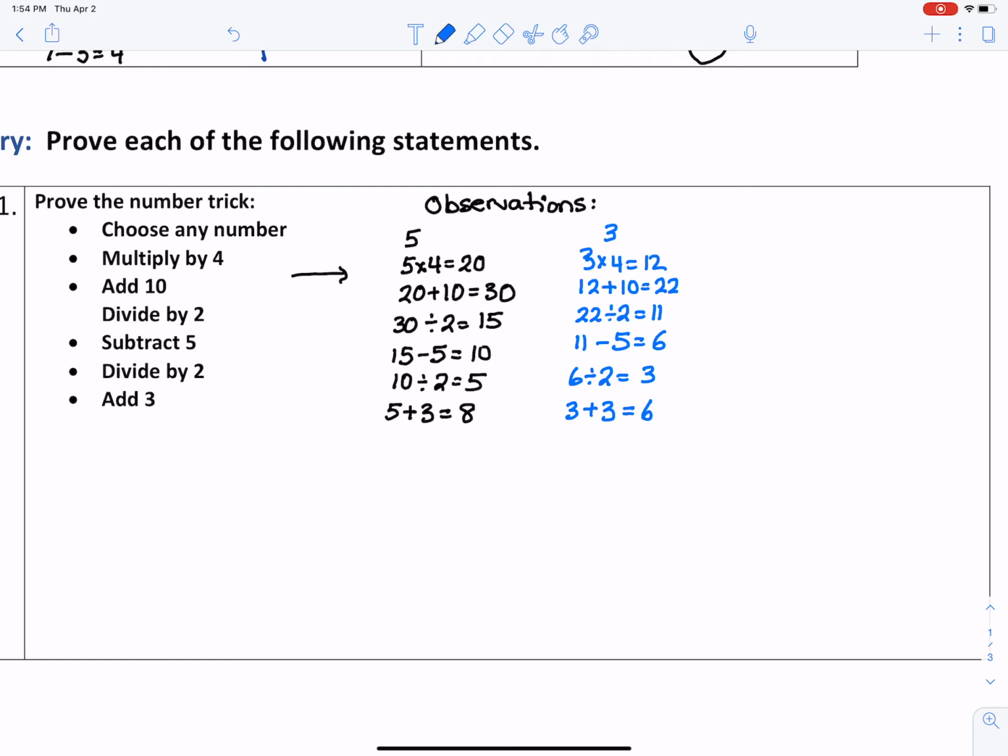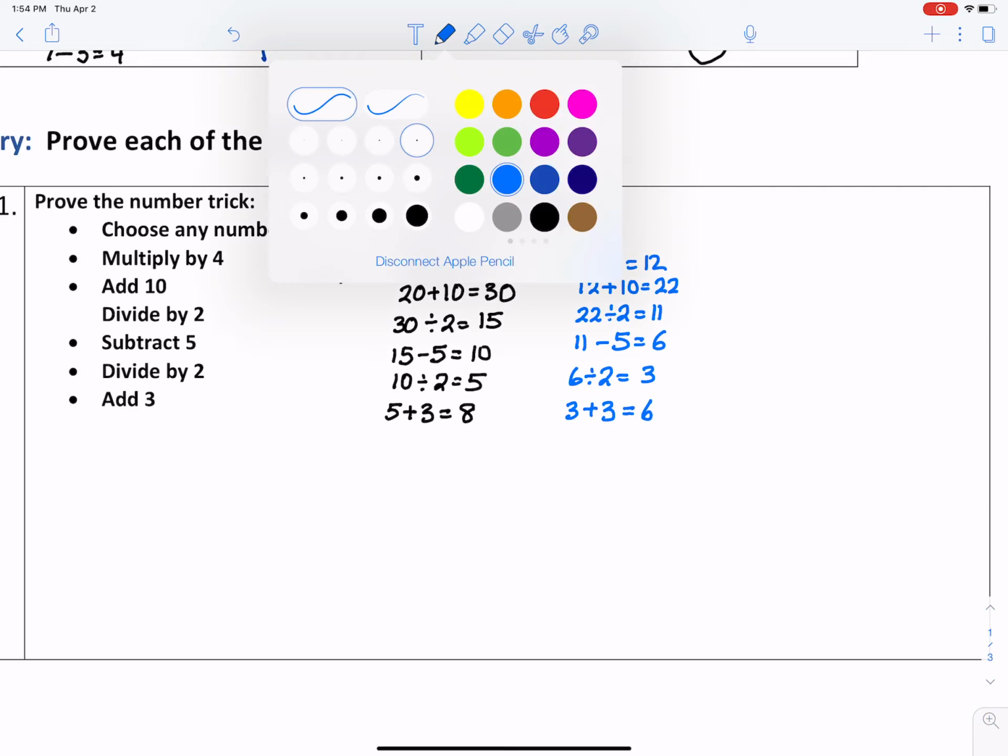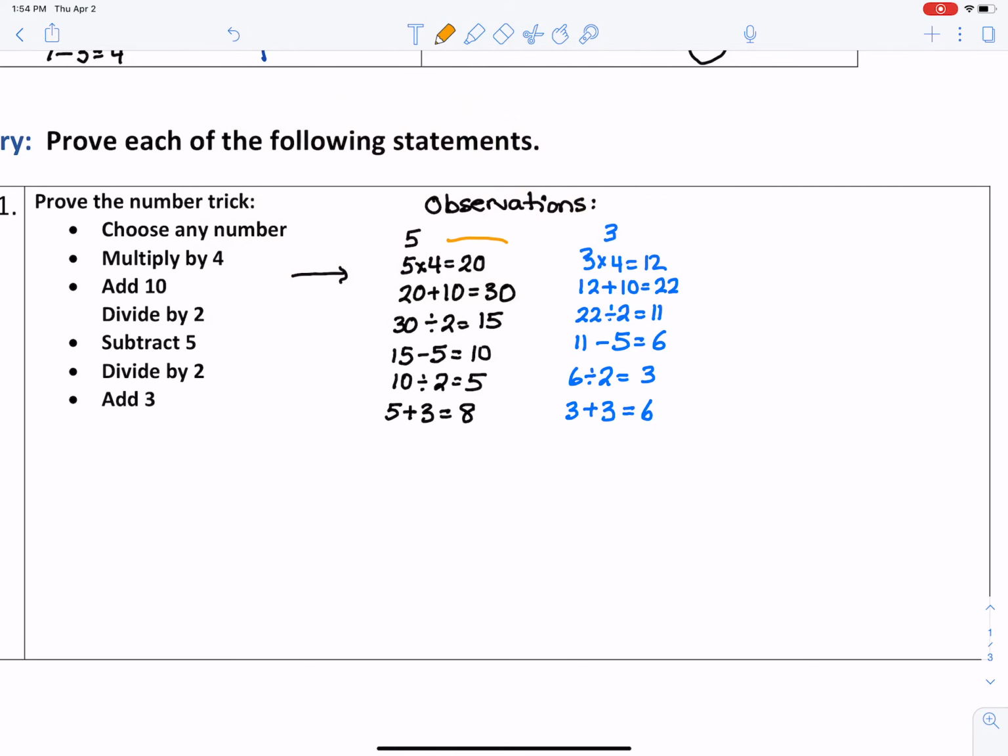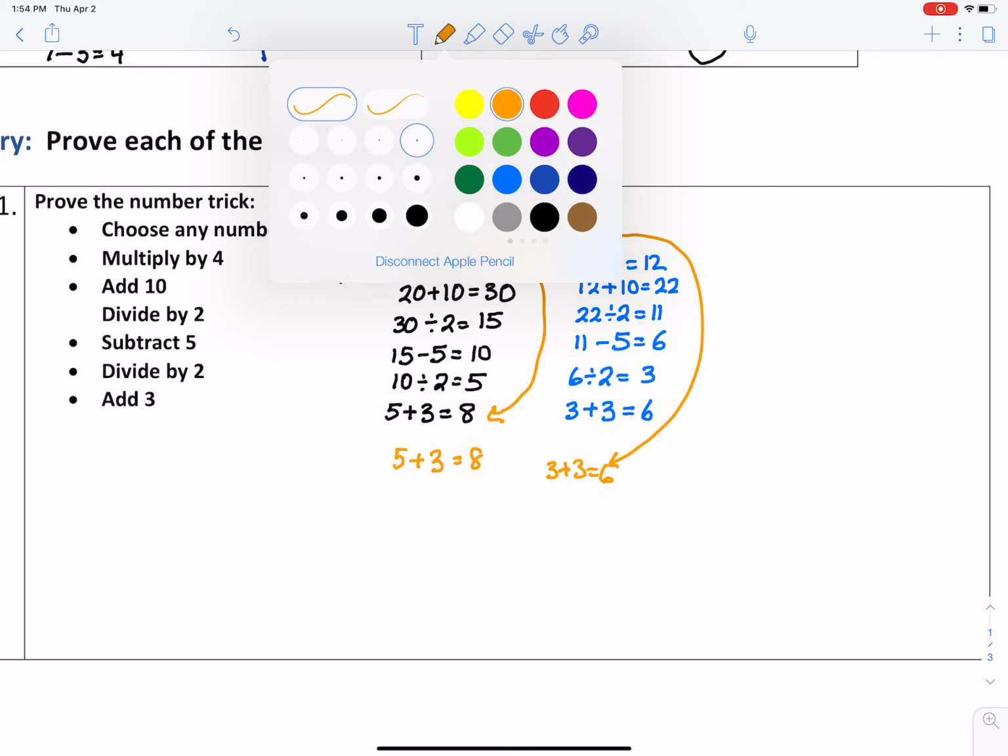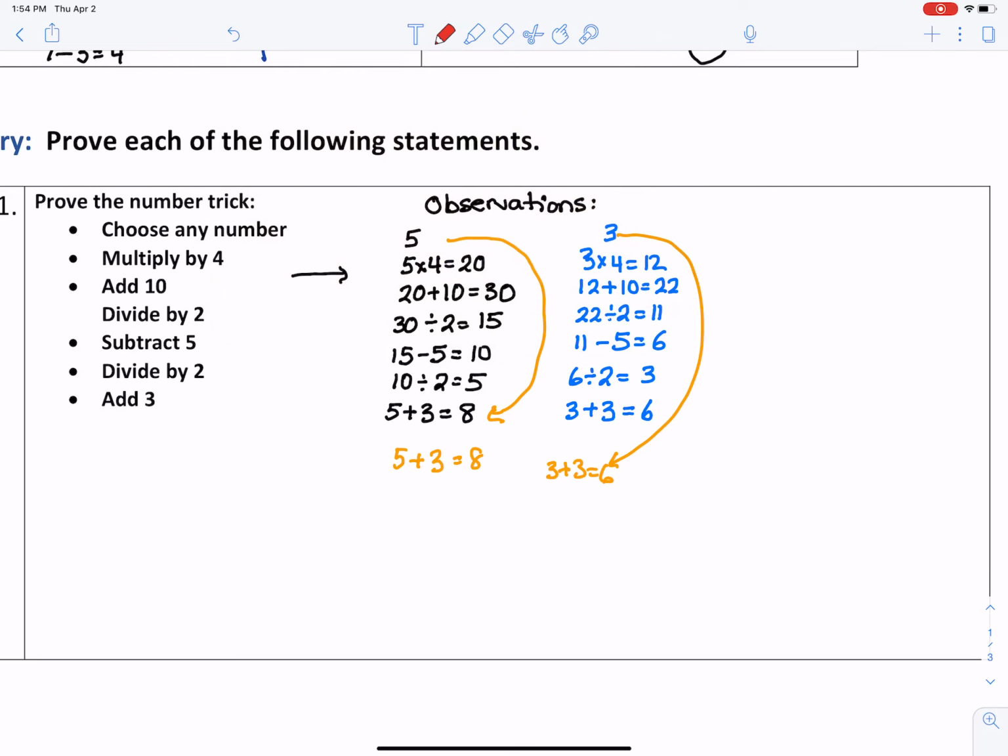So what you may notice here is that it may look like the answer is 3 more than the number you started with. This number was a 3, and then 3 more than it is 6. So let's try one more to see if this is the actual observation of potentially what's happening.